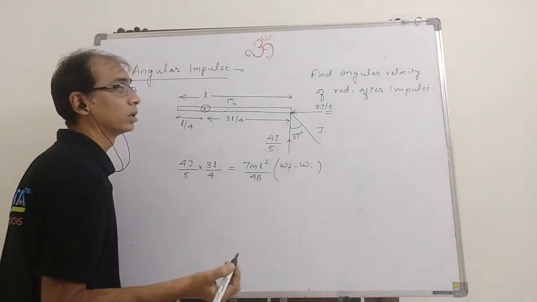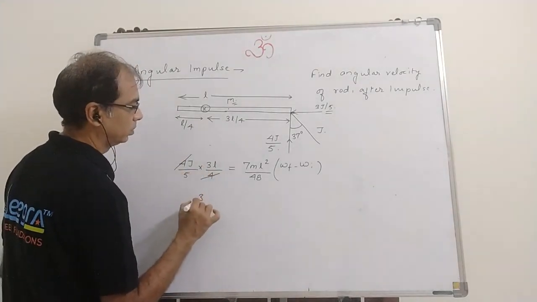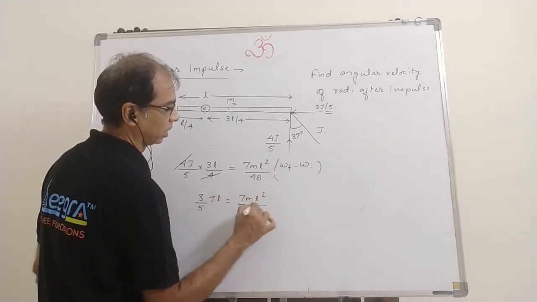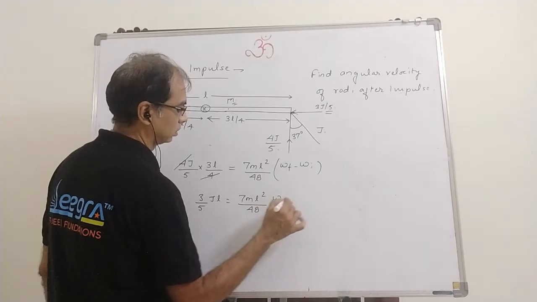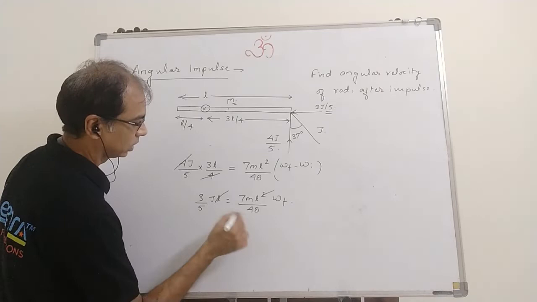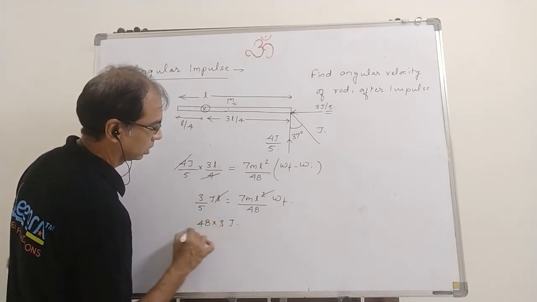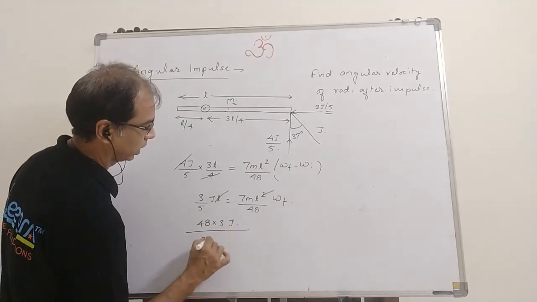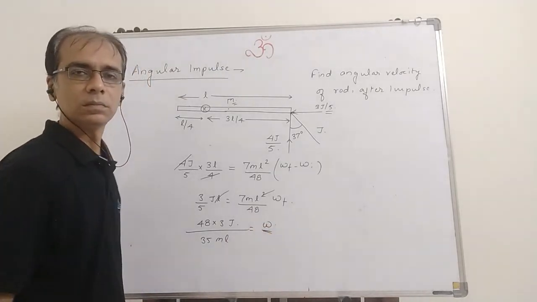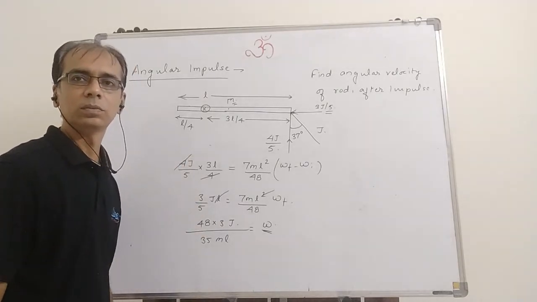Now, omega initial is what? It was at rest, so that is zero. So 3 by 5 JL equals 7ML square by 48 into omega final. L and L get cancelled. That's all. So our answer is 48 into 3J by 35ML, which will be omega. So in an inclined way, if the question comes like this, we can do it.